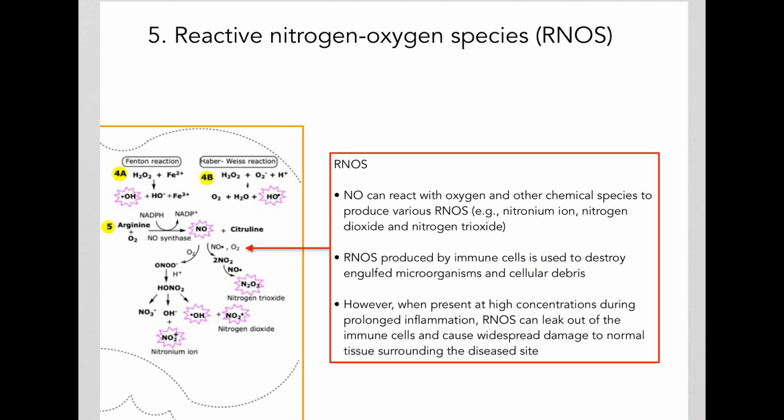However, when the inflammation is prolonged, what we call chronic inflammation, these RNOS at high concentrations in the immune cells can leak out of the immune cells and then cause damage to any cells nearby. So we can see widespread damage to normal tissue surrounding the disease site. This is one of the ways by which chronic inflammation can be very dangerous to our body.